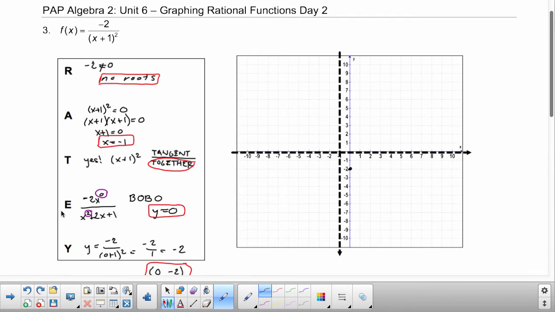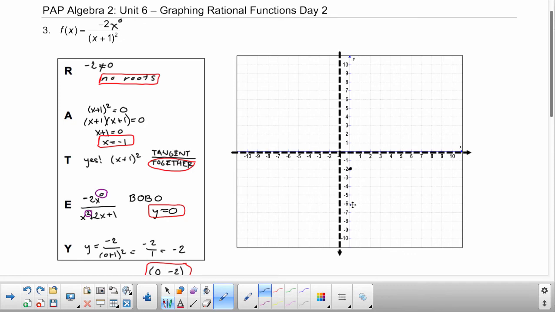Also, we have a different situation for e here. In this case, we have a degree of 0 because I could have written x to the 0, which remember from our exponents unit is just 1. Here next to my 2, and that's my degree for the top. And in the bottom, of course, I have my squared here. I expanded it out so it'd be a little easier to see. So I have this 2. So it's bigger on bottom, so my y equals 0 is going to be my horizontal asymptote.